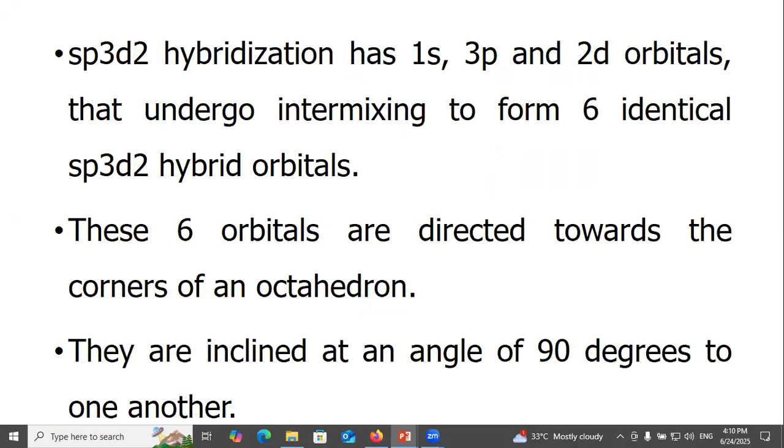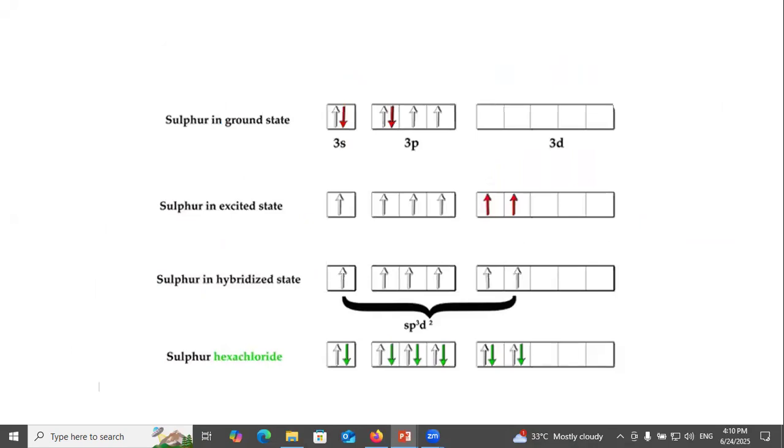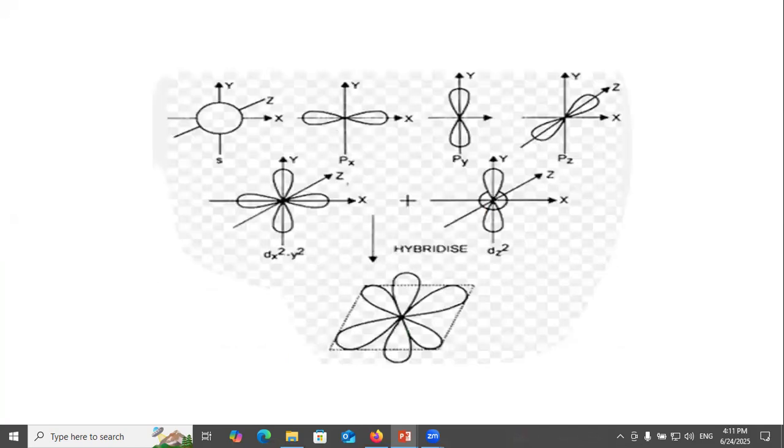In sp3d2 hybridization, one s, three p, and two d orbitals undergo intermixing to form six identical sp3d2 hybrid orbitals. These six orbitals are directed towards the corners of an octahedron. They are inclined at an angle of 90 degrees to one another. Sulfur in ground state, sulfur in excited state, sulfur in hybridized state, sulfur hexafluoride: px, py, and pz, dx2-y2, dz2, sp3d2.